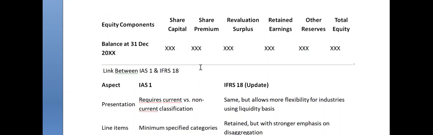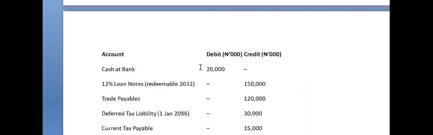So this is the format for changes in equity. I told you opening balances and then all these other items, you put them by the side. You fix them under each of the headings. And then at the end of the day, you are going to have the balance as at the end of the year. And that's how to do the statement of changes in equity.